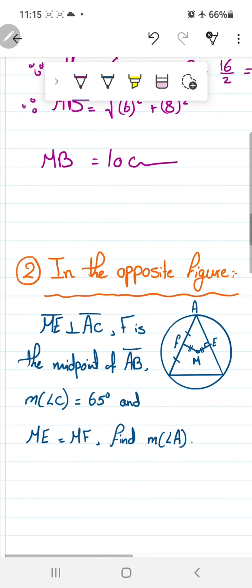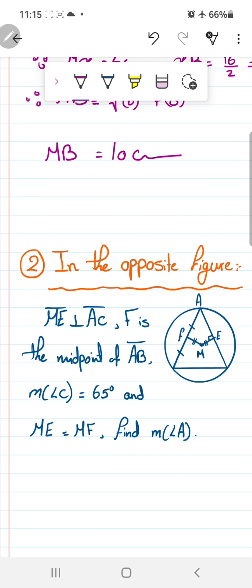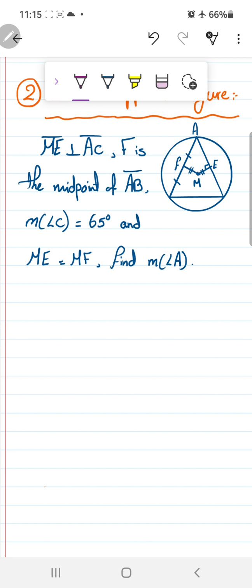Number 2. Here we have ME perpendicular to AC. Here we have C and B, and F is the midpoint of AB. Measure of angle C is 65, and ME equals MF. Find measure of angle A. We want to get measure of angle A.